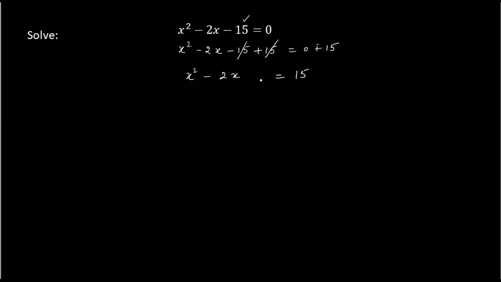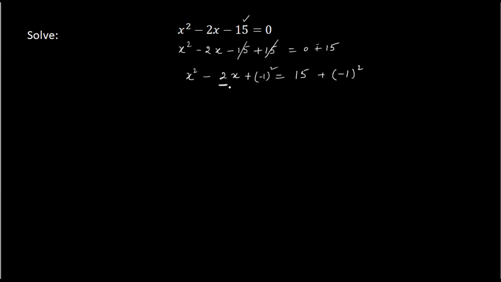Now we are going to perform a very important step in the method of completing the square. Basically we note down the coefficient of x. Here the coefficient of x is negative 2. Half of the coefficient of x is negative 1. So basically we add the square of negative 1 on both sides.